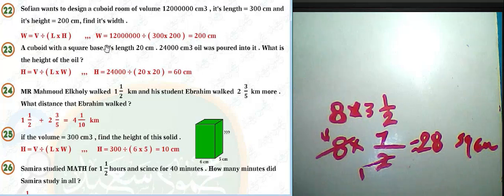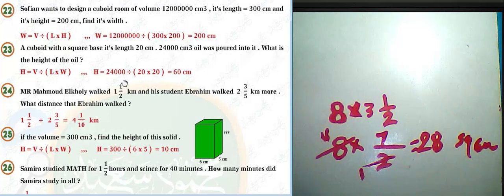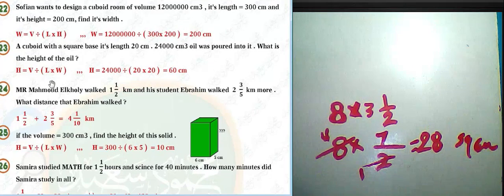200 centimeters. Question 23. A cuboid with a square base, its length is 20 centimeters. 24,000 cubic centimeters of oil was poured into it. What is the height of the oil? Height equals volume over length times width. 24,000 divided by 20 times 20. 20 times 20 equals 400. 24,000 divided by 400 equals 60 centimeters. By canceling double 0 with double 0, 24 divided by 4 equals 6, and write 0 behind it.